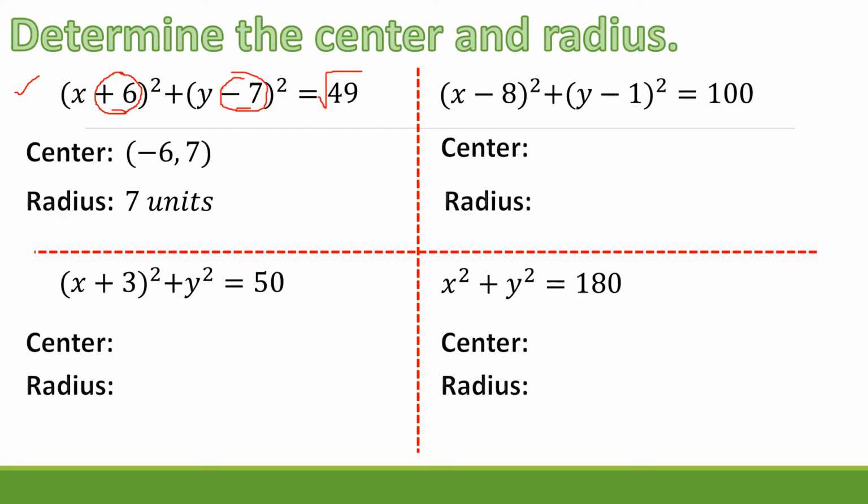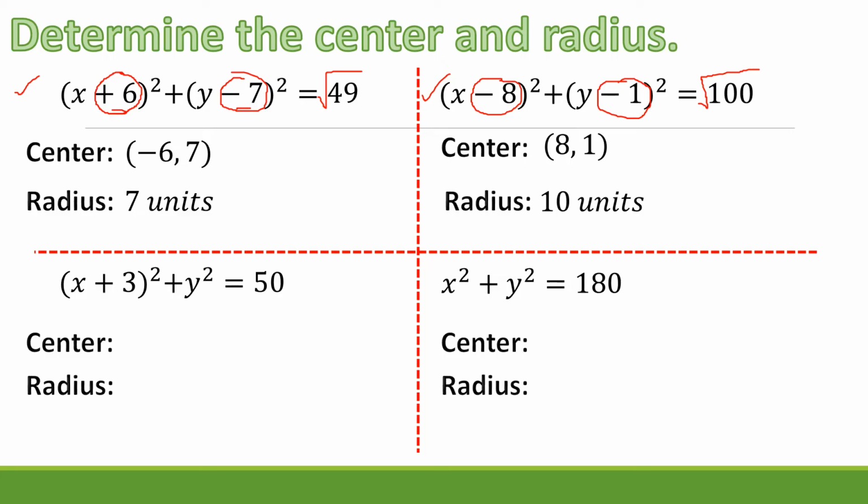Let's have another one. x minus 8 quantity squared plus y minus 1. So the opposite of negative 8 and the opposite of negative 1 are the center of our circle. So we do have (8, 1) as our center. Then for the radius, again, we just simply get the square root of the constant term on the right side. So the square root of 100 is obviously 10. So we do have 10 units here.